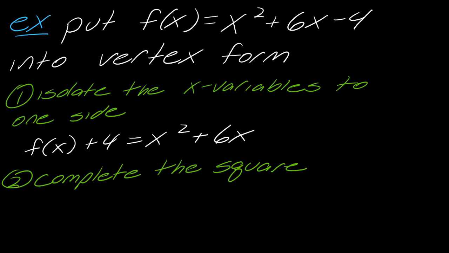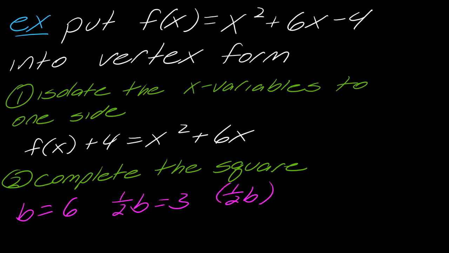So I want to complete the square. What that means is I kick off the process of finding what my b is. Now, b is whatever is attached to the x. So in this case, my b would be 6. Once I identify that b, that kicks off the rest of the process. The next thing I do is find half b, which is equal to 3, and then I square that result. So half b squared, or 3 squared, is equal to 9.